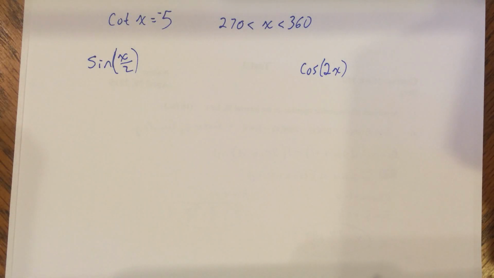So let's do the last one. Say we have cotangent x is -5, and I want to know what sine of x over 2 is, and well, let's put a double angle in there, what cosine of 2x is.